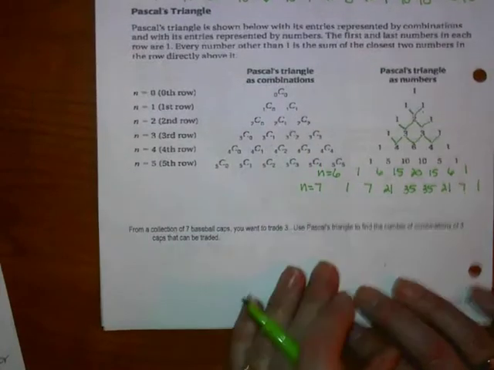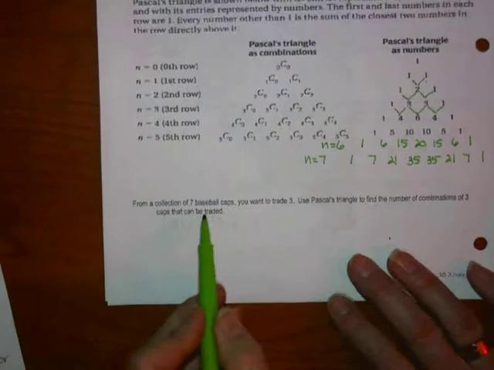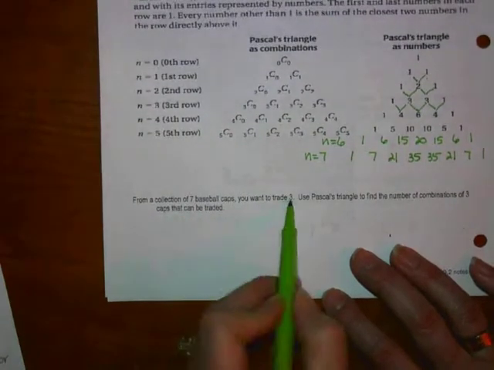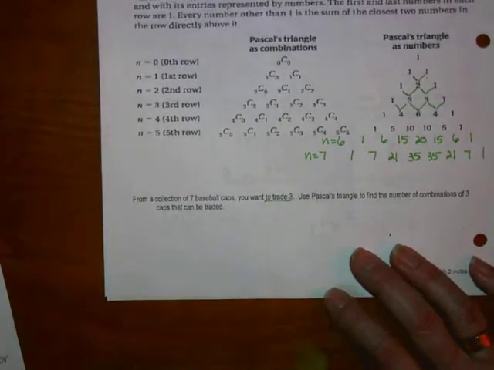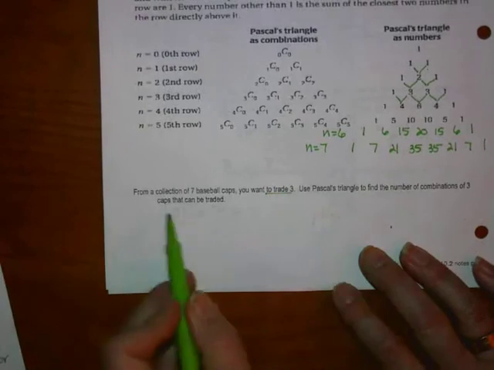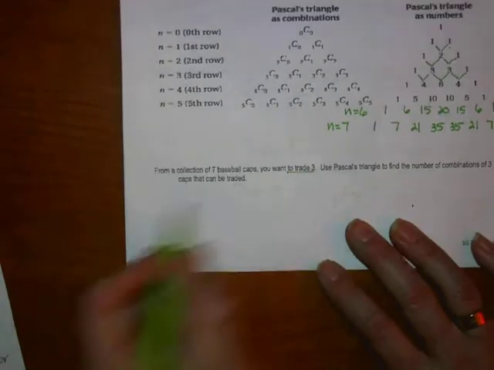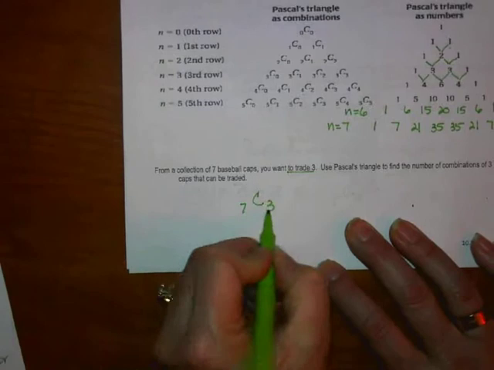All right, so we're going to use this. We're going to practice a little bit. From a collection of 7 baseball caps, you want to trade 3 of them. Use Pascal's triangle to find the number of combinations of 3 caps that can be traded. So we have 7 caps. We want to choose 3.